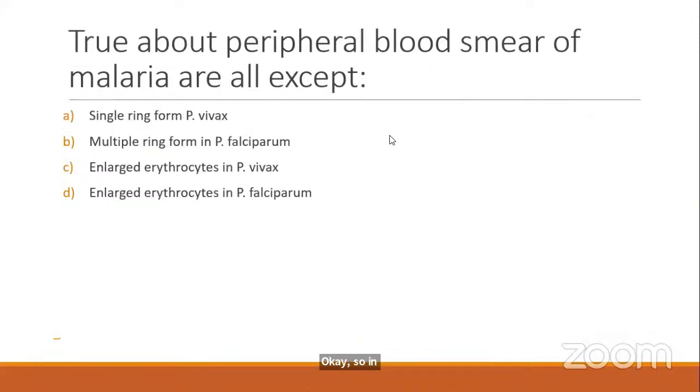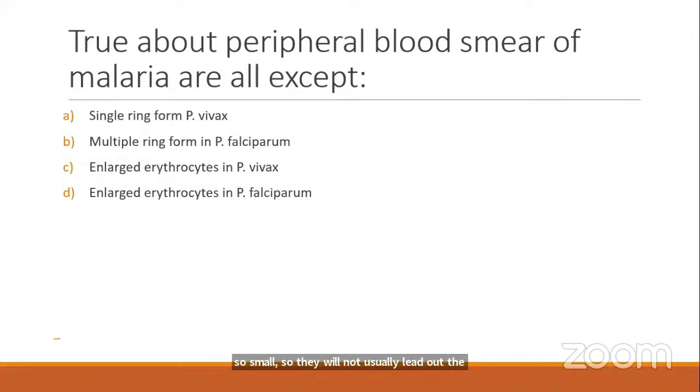So true about peripheral blood smear of malaria are all except. Yes, it is the enlarged erythrocytes in Plasmodium falciparum, because in Plasmodium falciparum, the gametocytes are so small, so they will not usually lead on to enlargement of erythrocyte, but it is enlarged in case of Plasmodium vivax.